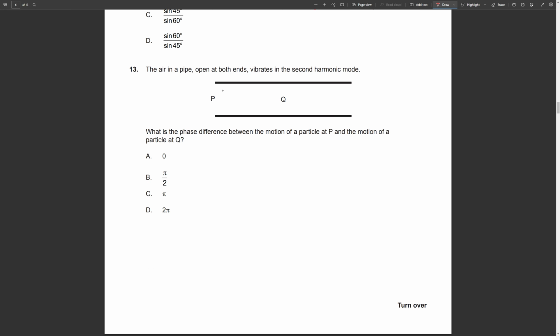In question 13, there is a pipe and we are going to create a second harmonics in this pipe. It will be going in this pattern. Position P and Q, they're separated by one node. Every point, literally every point on the yellow and on the green, they are separated by a node. Their phase difference is gonna be the same, which is 1 pi radian, as they are always in anti-phase.